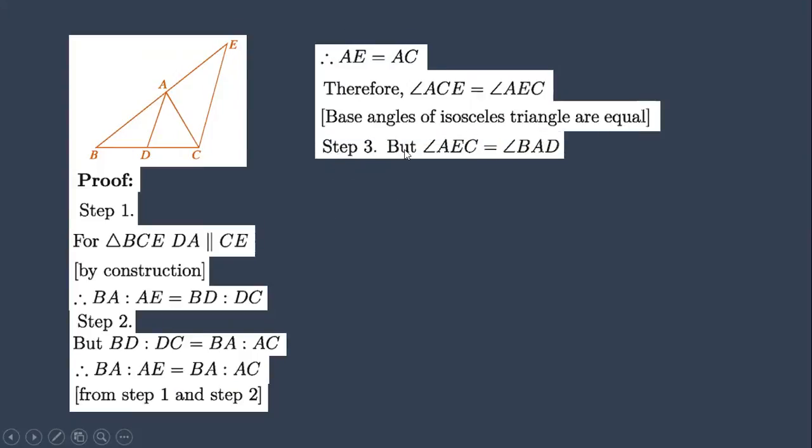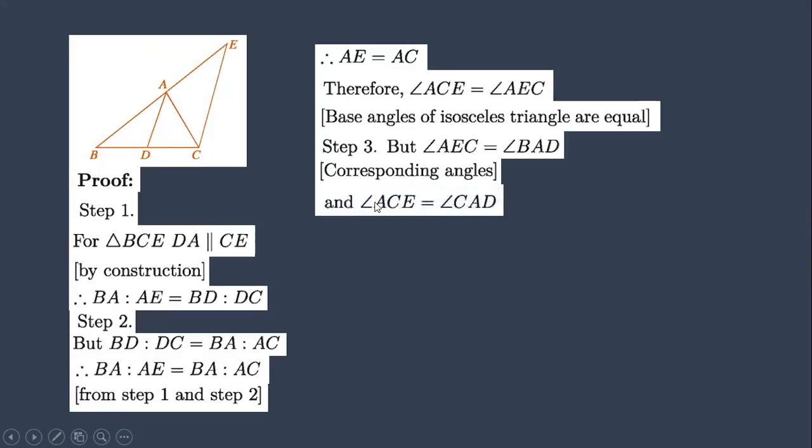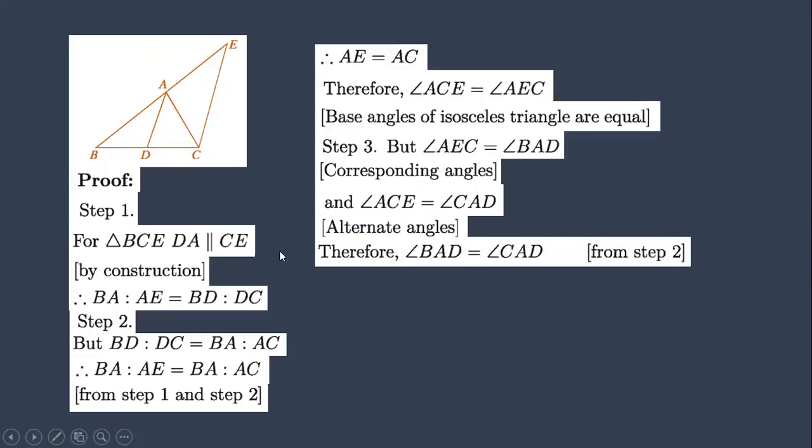Step 3. But angle AEC is equal to BAD, by using corresponding angles, and angle ACE is equal to CAD, using alternate angles. Therefore, angle BAD is equal to CAD, from step 2.